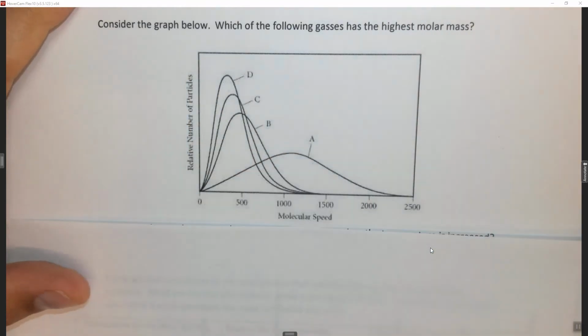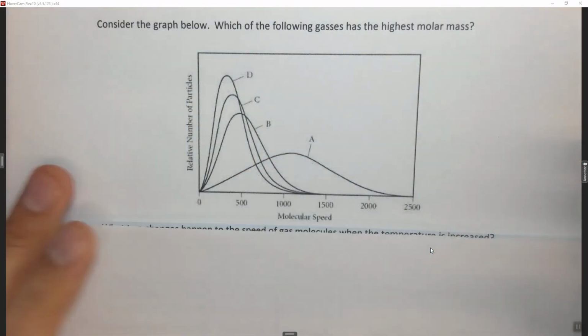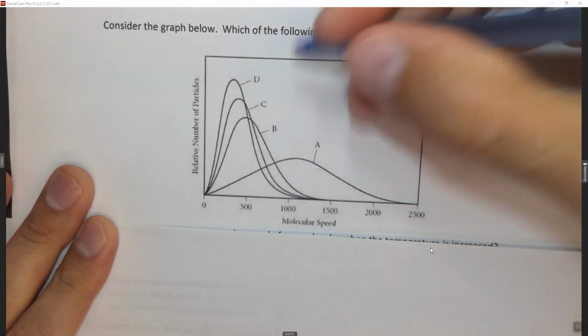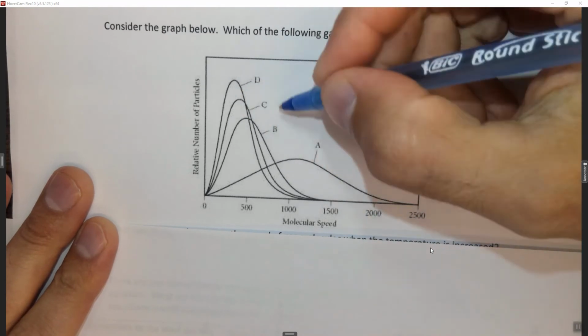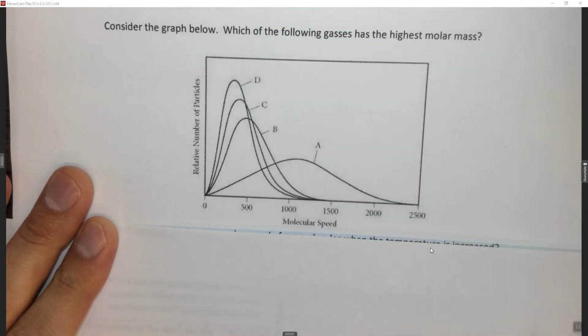The question says, consider the graph below. Which of the following gases has the highest molar mass? Since we're looking at highest or lowest, in this case highest, I'm going to consider the two extremes. I'm going to skip B and C, because they're not at the extreme, so they're probably not going to be the highest or the lowest.